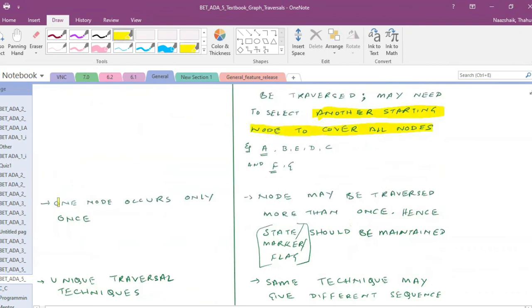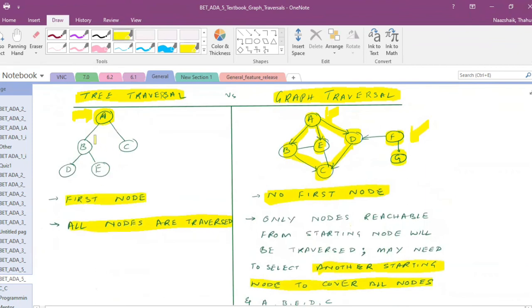Another difference between tree and graph is that in a tree, one node will occur only once. Whatever traversal technique you do, you start with inorder, you will never repeat the node again. It is very clear, unique nodes, right? However, here, what do I mean by that? Let me show you. For example, B and E. When I start with A, some of you may prefer to choose B. So your sequence will look something like A, B, something like this, okay? But some of you may start with A and pick E. So your sequence will look like A, E, something, something, right?